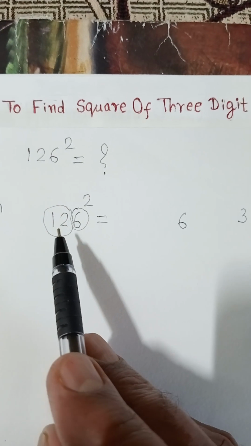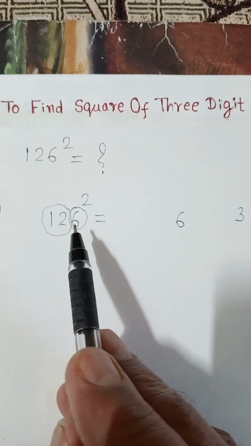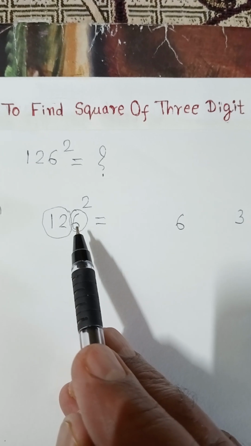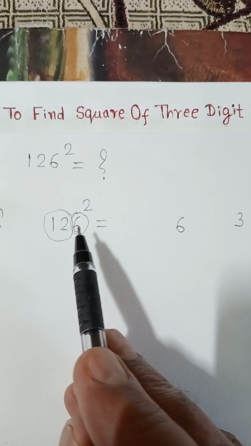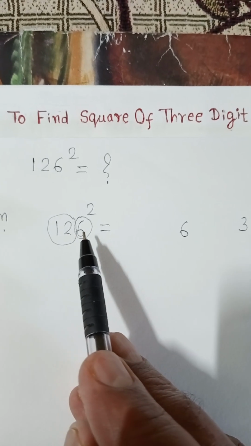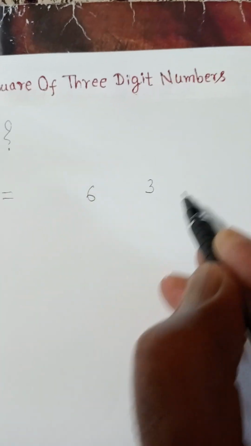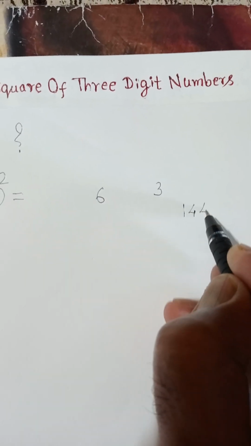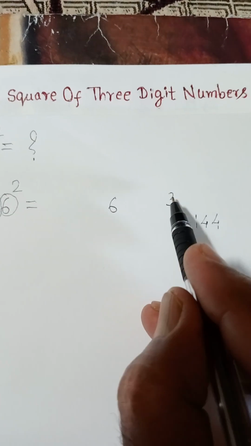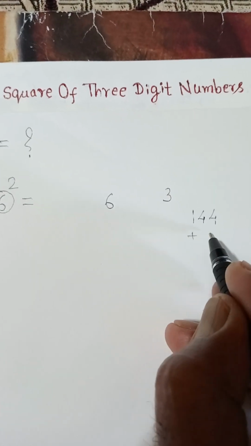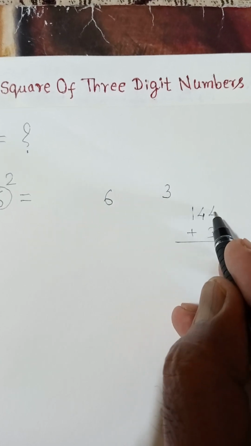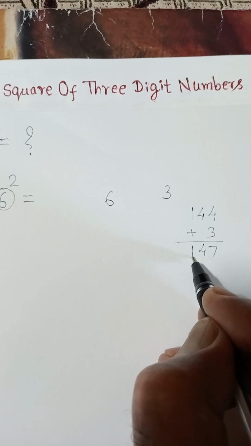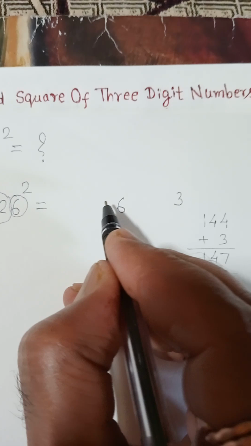Then make product of 12 and 6. 12 times 6 is 72, and make products twice. Twice of 72 is 144. Carry 3, add here 3. 4 plus 3 is 7. 147. Write here 7.